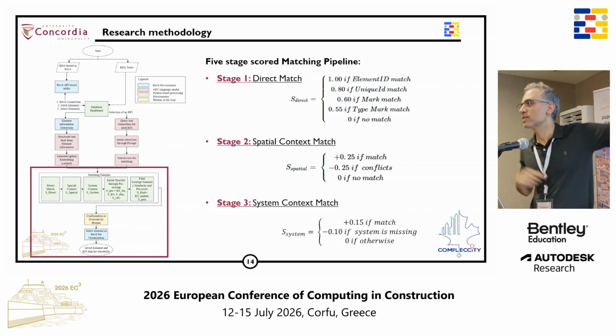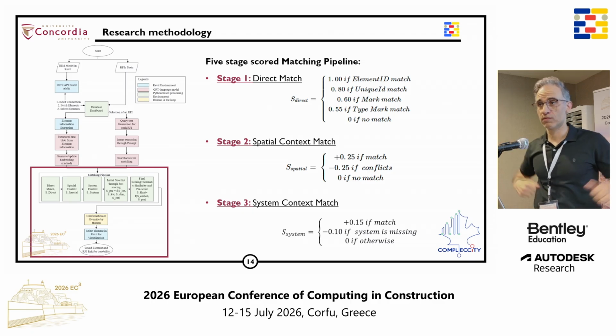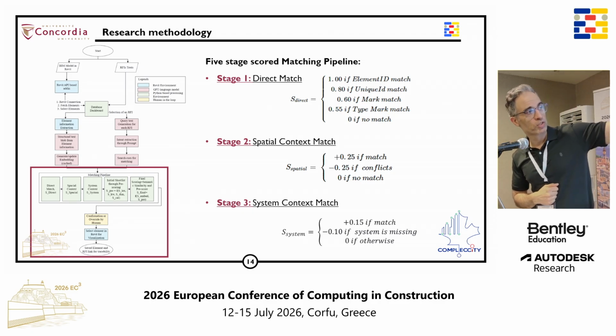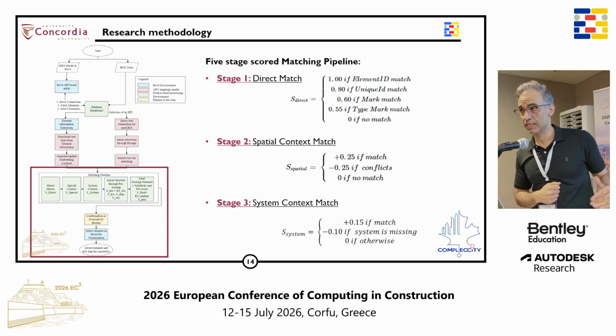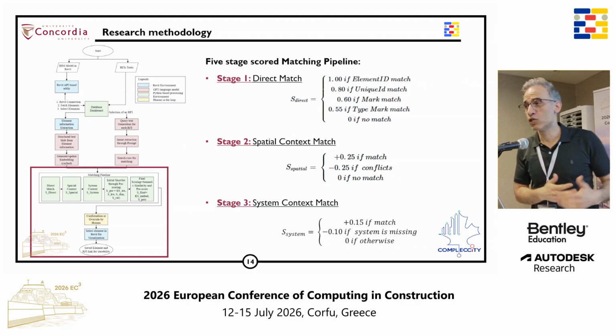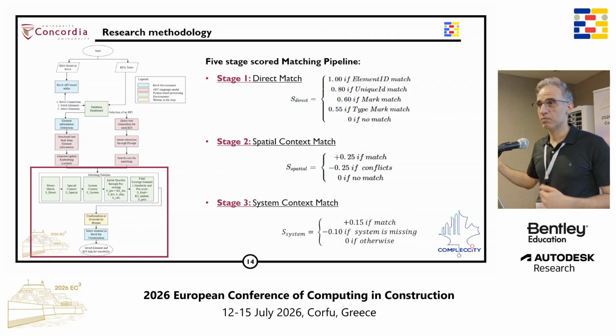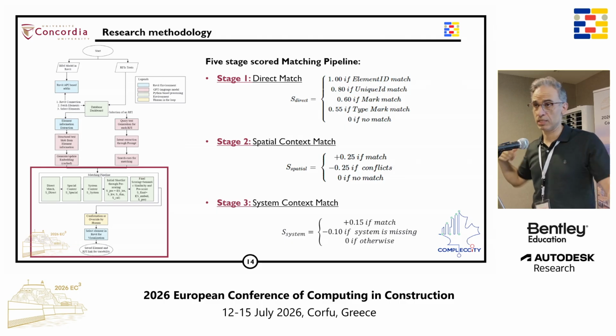So if that's the case, done, and we won't go into the next of the stages. However, in most of the cases, we go into the other stages. The second stage is a spatial context match. Do I have any floor, levels, grid lines, any type of room numbers, and so on and so forth, so that I know where I should look at.